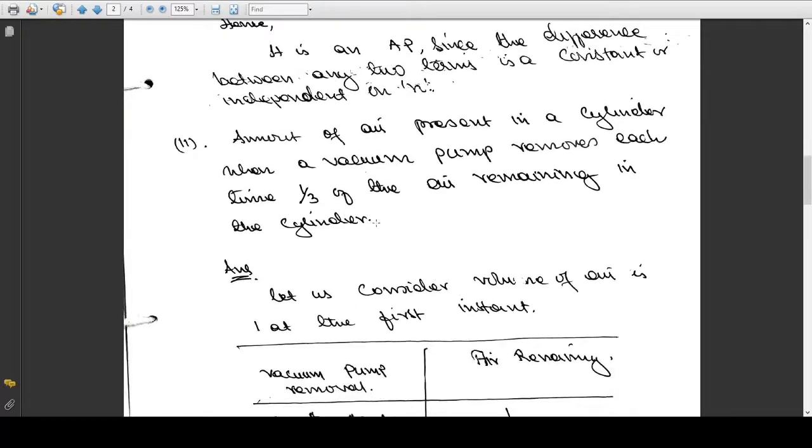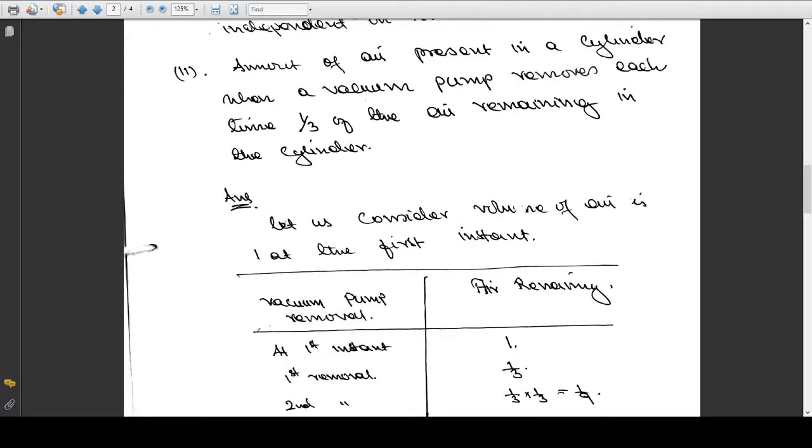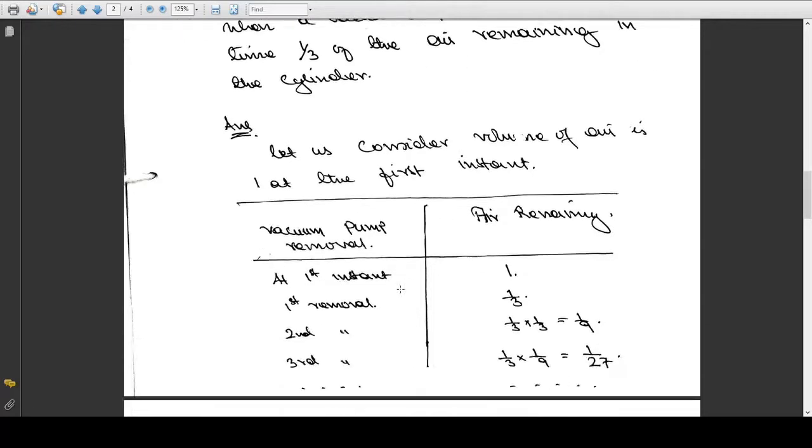Let us consider that the volume of air is 1 at the first instant. At the very beginning, let us consider that the volume of air is 1. Then we can represent this whole situation in the form of a table here. At the very beginning, the air is 1.